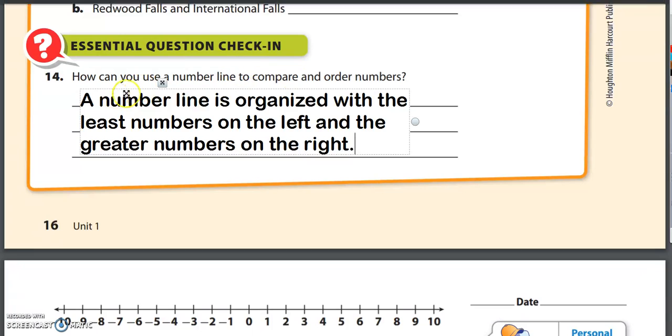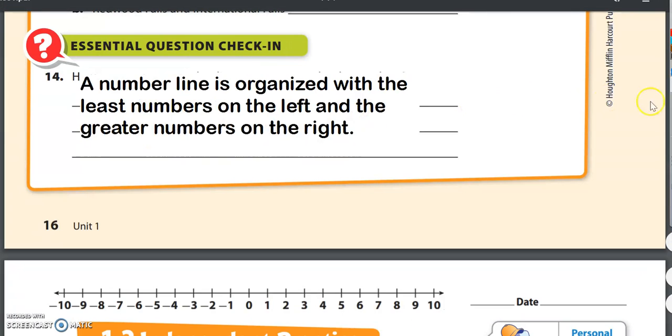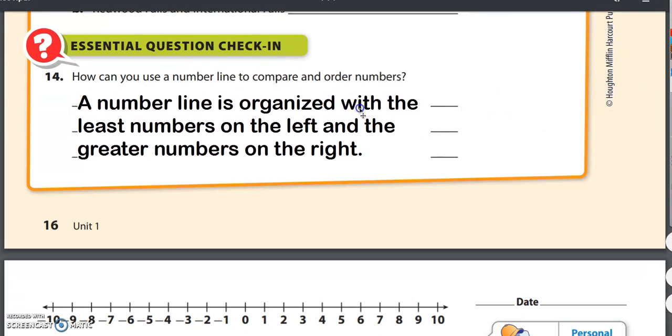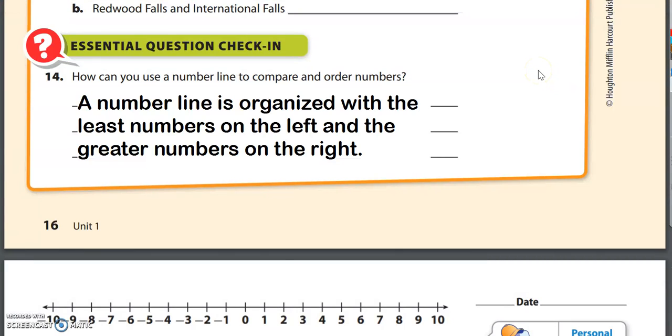And that's really good enough. If you look from left to right, you can list them least to greatest. I guess that's another way of saying it. If you read a number line from left to right, then that's a list of least to greatest.